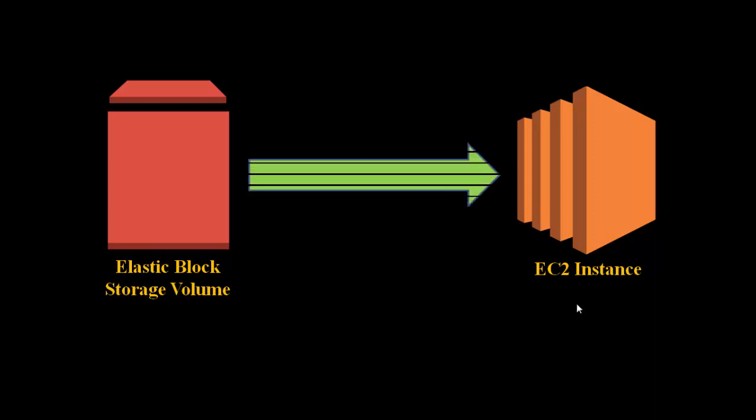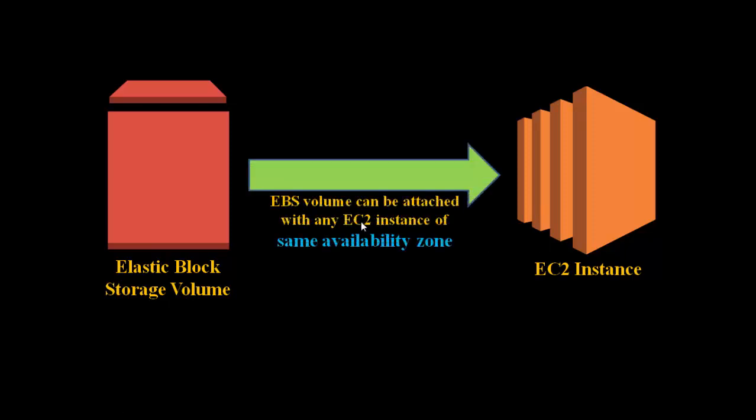But one thing you need to note down here: an EBS volume can be attached to any EC2 instance of the same availability zone. So if you want to attach storage to our EC2 instance, then it is nothing but our Elastic Block Storage. As per your need, we can add more than one Elastic Block Storage volume to your EC2 instance, but the condition here is that both must be in the same availability zone.